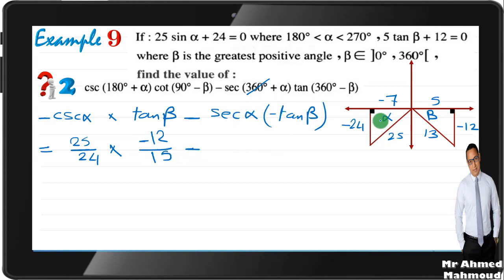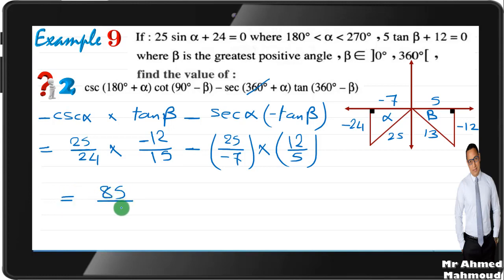sec alpha. Sec is 1 over cosine. Cosine is negative 7 over 25, so sec is 25 over negative 7. So it will be 25 over negative 7 times negative tan beta. Tan beta equals negative 12 over 5. Negative negative equals positive, so it will be 12 over 5. This expression finally equals 85 over 14.